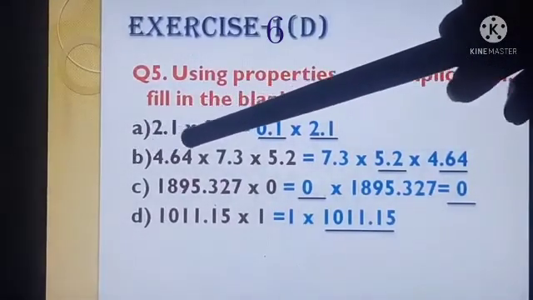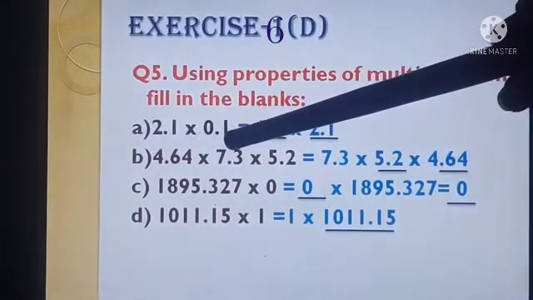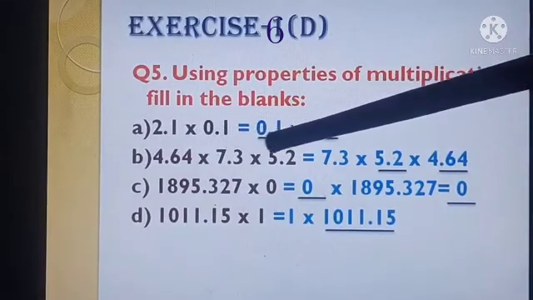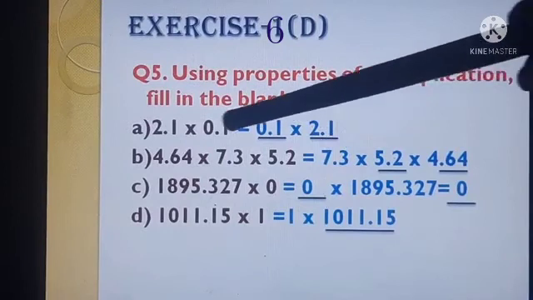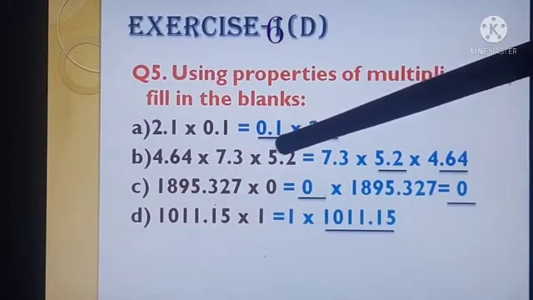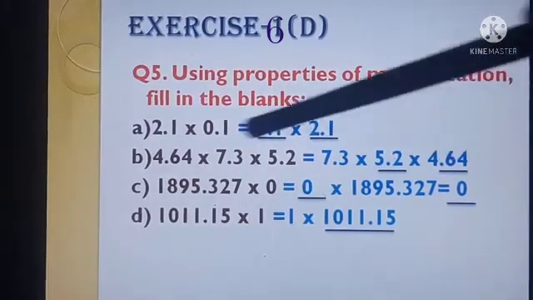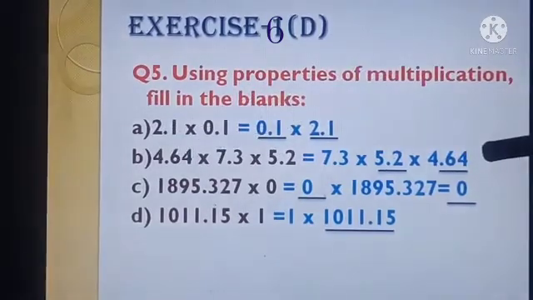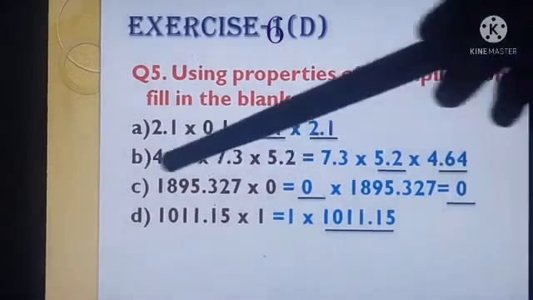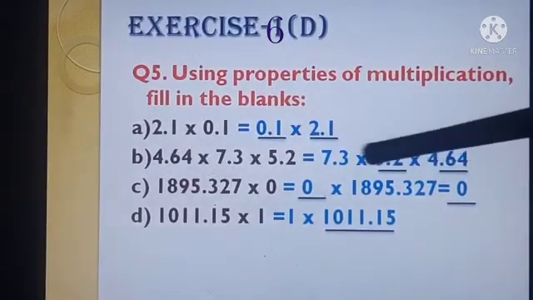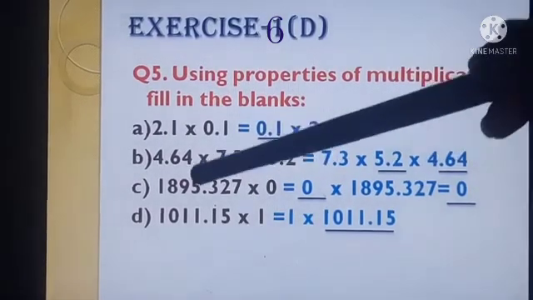Now B part, 4.64 multiply by 7.3 is equal to 7.3 multiply by dash. What is left? 5.2 multiply by 4.64, right? Don't show the multiplication, you have to use properties. Okay, here again we are interchanging the places and the product will remain the same.